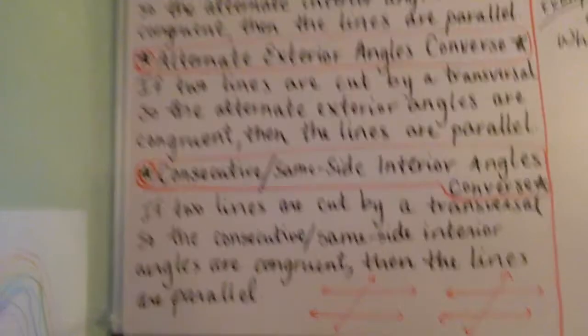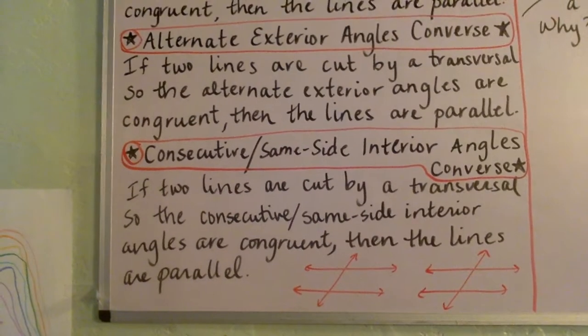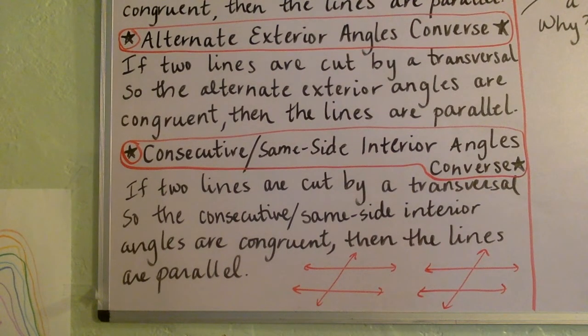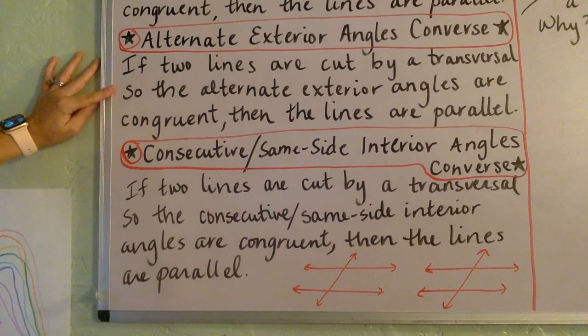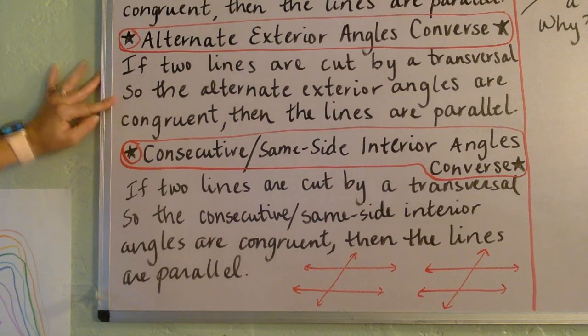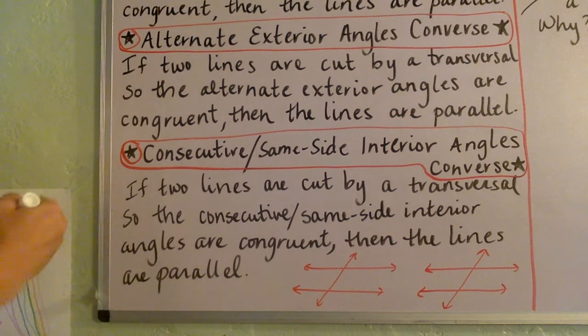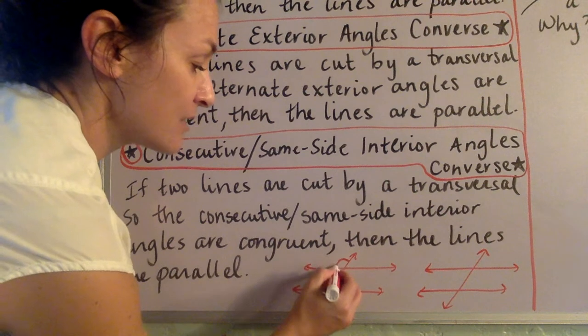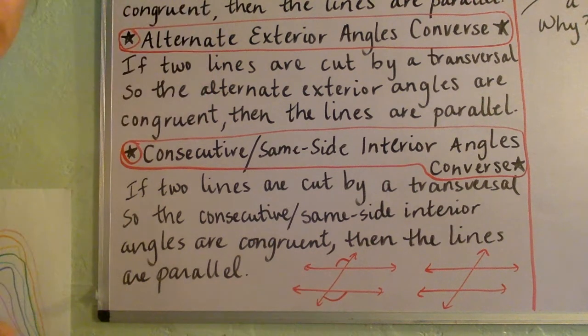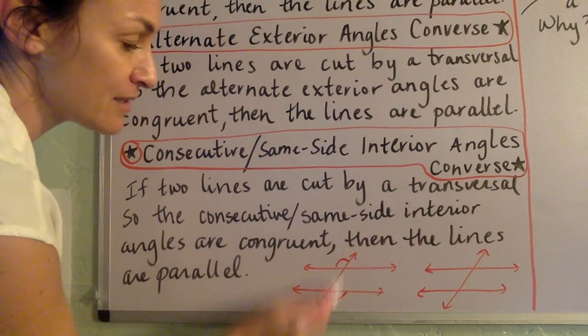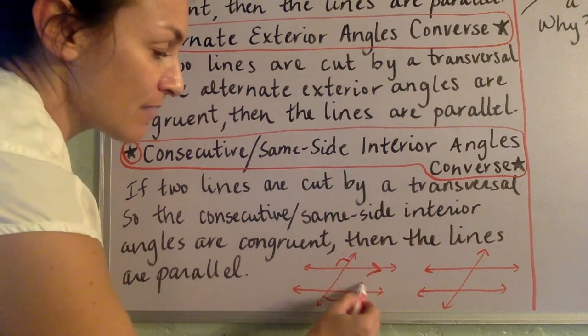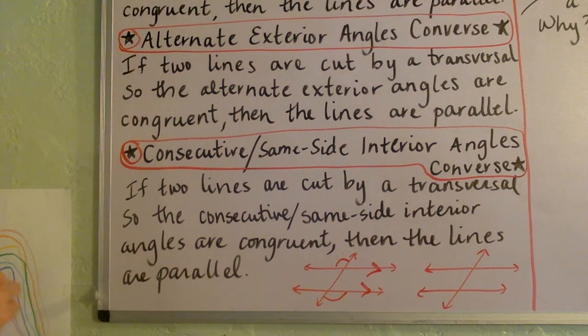Okay, come down here to our last two. So we have the alternate exterior angles converse. It says if two lines are cut by a transversal so that the alternate exterior angles are congruent, well then the lines must be parallel. So alternate exteriors, like this one and this one. If you start out knowing that these alternate exteriors are the same, well then you can make the conclusion that the lines are parallel, okay?